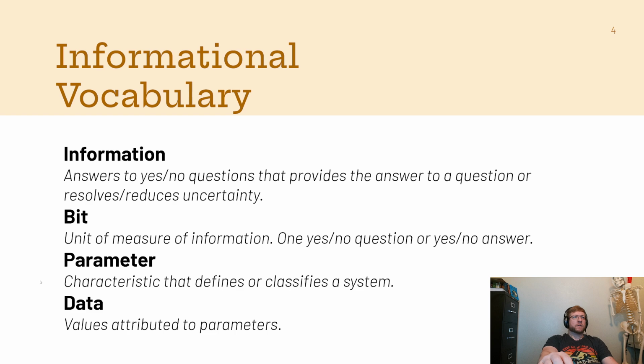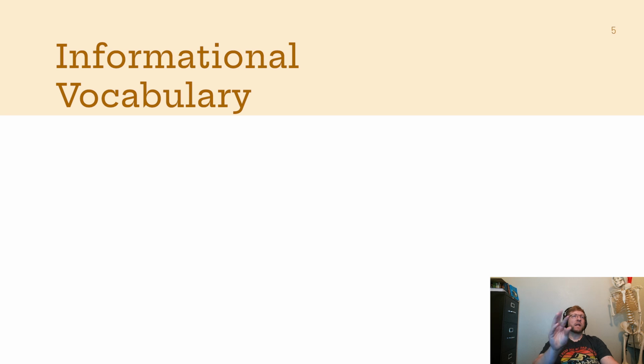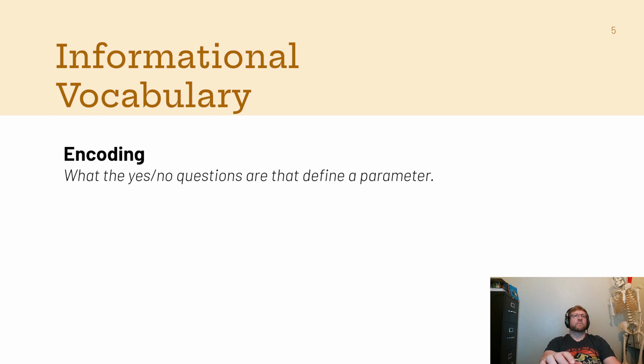Okay? So when we say, hey, send me the data, it means we expect a certain number of parameters, which is information transmitted in bits, and we know what those parameters are and how to map those values to those parameters. Okay? So when I start saying things like data and parameter and bit, there are meanings behind those. Encoding is how we decide what the yes-no questions are that define a parameter.